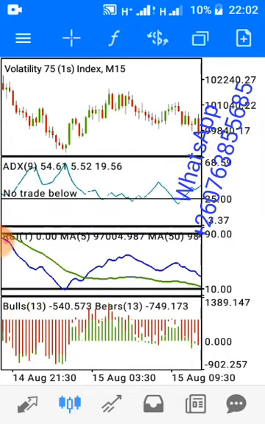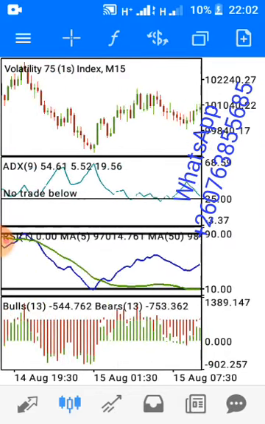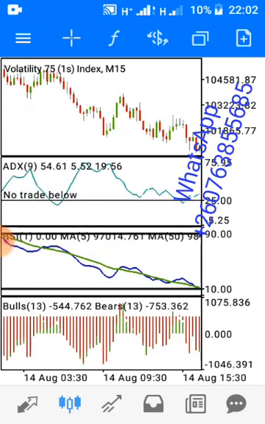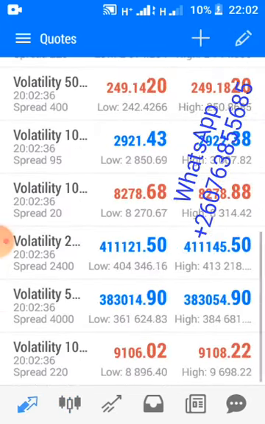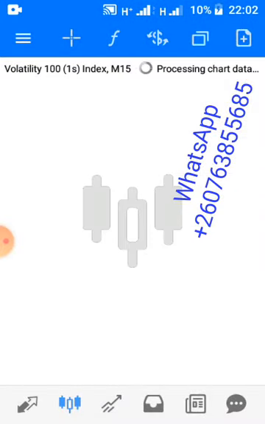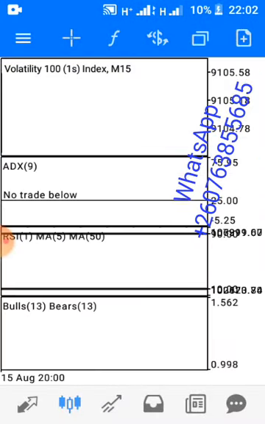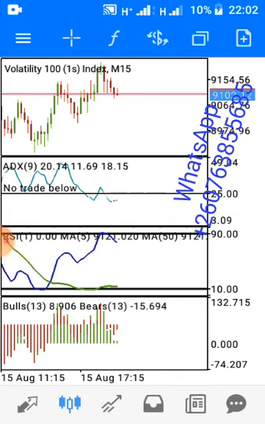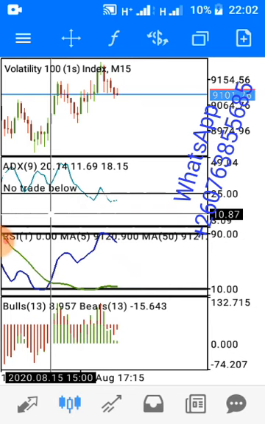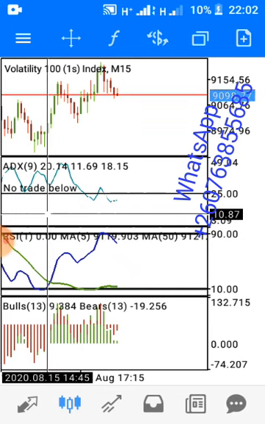Let me pick volatility 100. So this is how these things work. It's simple. Look at this buy. Look at how they crossed here. Okay, the moving average became oversold, and look at how they crossed.